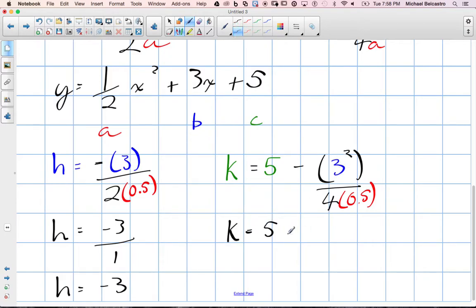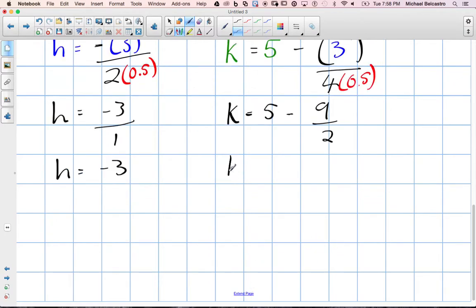So 3 squared is 9, so we're going to subtract 9 over. 4 times a half is actually 2. So we're going to have to convert that into some decimal. Okay. And if you use a calculator, 9 divided by 2 is 4.5. Okay. And 5 subtract 4.5 is 0.5. Okay, so now we have an H and a K.